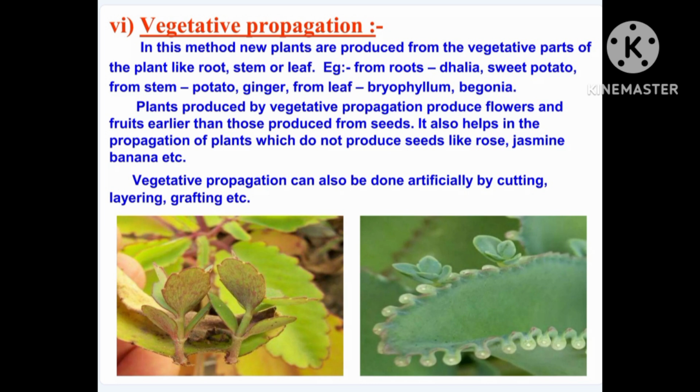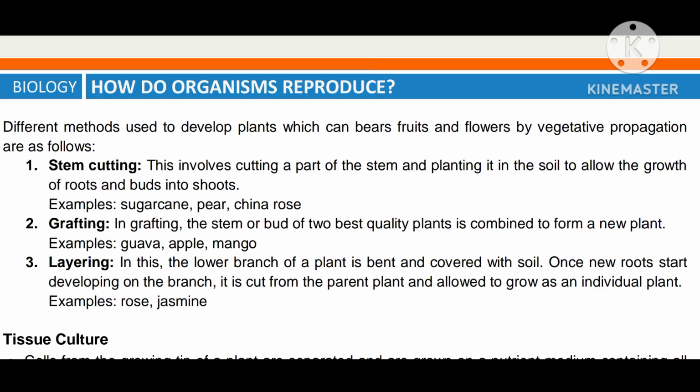banana, etc. Vegetative propagation can also be done artificially by three methods, which are cutting, layering and grafting. It is a kind of art for vegetative propagation where they will not take much more time to get a flower and fruit. Which are those methods? Artificial methods: cutting, layering and grafting. Now let us learn how stem cutting is done, grafting is done and layering is done.